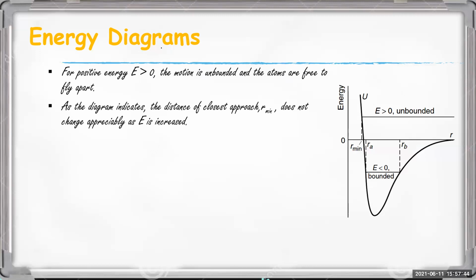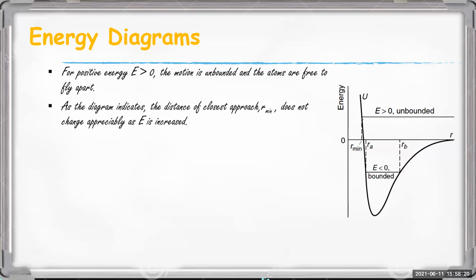Okay, then look at the point where E and U touch, coincide. At that point, the distance is called, as we mentioned in the previous slide, the distance of closest approach, or it is written as R min.